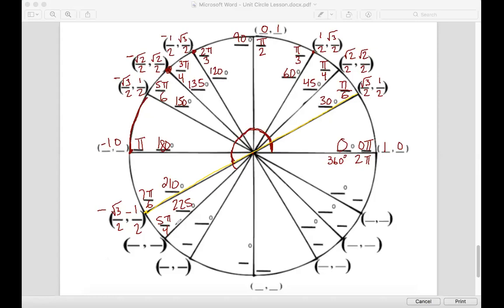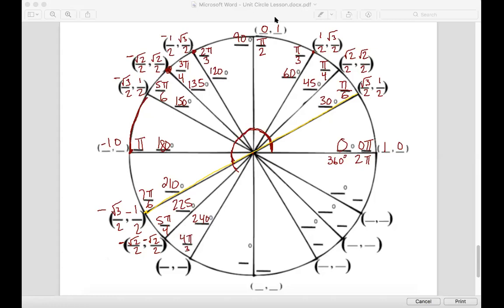Again, that is a 45-degree reference angle. It's 180 plus 45 is how you get to 225. So there's your root 2 over 2, root 2 over 2, but they're both negative because you're in quadrant 3, left and down. We go another 15 degrees, so let's see, 225 and 15 is 240 degrees. That would be 4 pi over 3.